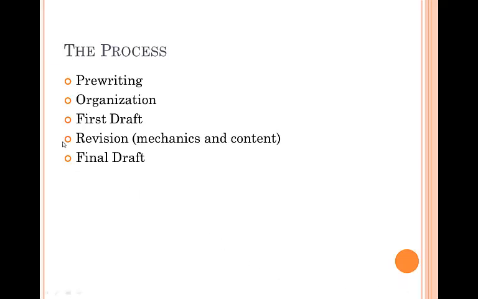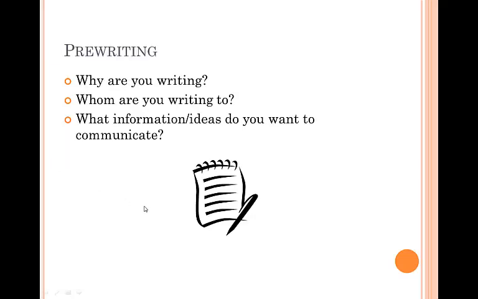So the process includes pre-writing, organization, first draft, revision, and final draft. Pre-writing. So you want to think about why are you writing, whom are you writing to, and what kind of information, ideas do you want to communicate. So this is where you start thinking about your topic and what ideas you want to write about for your topic.